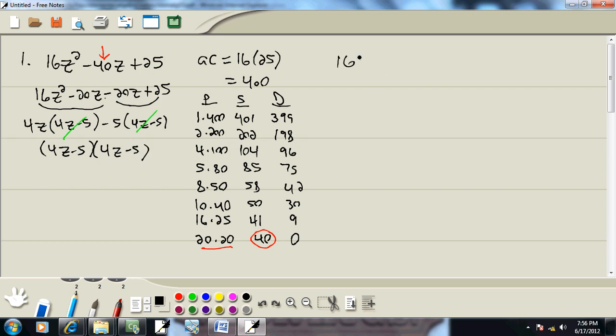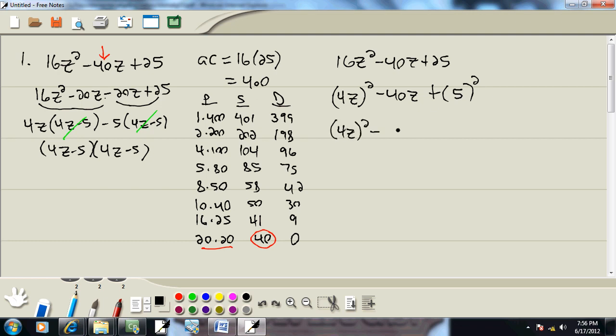Now you can also use the perfect square trinomial method to do it. I don't usually show this in my class because you run across these so seldom. But what we try to do is rewrite the first term as something squared and the last term as something squared. Well, 4 times 4 gives you 16, z times z gives you z squared, and 5 times 5 gives you 25.